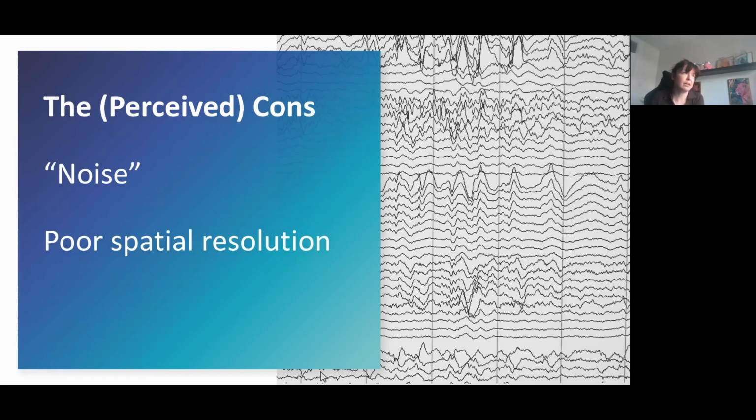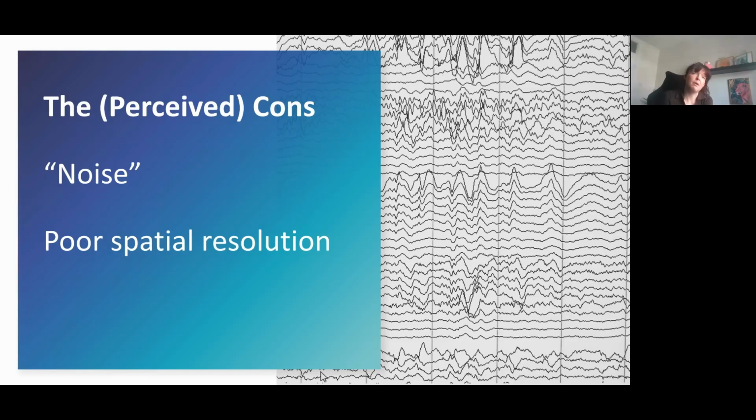The other perceived limitation of EEG is that it has poor spatial resolution. Now, this often isn't even a concern for clinical trials because if you don't need to know exactly where in the brain your signal is coming from, it's not an issue. You simply place the electrode over where you expect to see your outcome measure, and that's all the information you need.